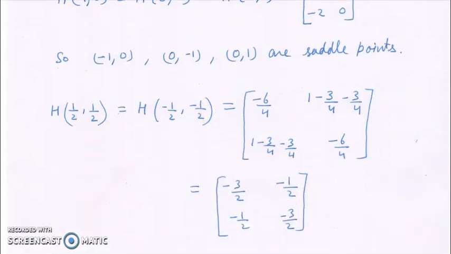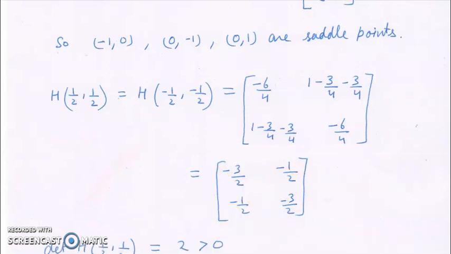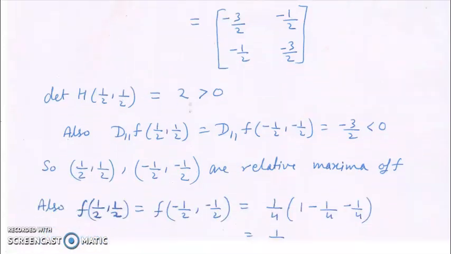Now let us determine the matrix at H of (1/2, 1/2). One can easily see that the value of H at (1/2, 1/2) or the value of H at (-1/2, -1/2) is the same. It turns out to be -3/2, -1/2, -1/2 and -3/2. The determinant of this matrix is 2, which is greater than 0, but d11 f at (1/2, 1/2), that is -3/2, is less than 0. So it means these 2 points (1/2, 1/2) and (-1/2, -1/2) are the relative maxima of f by our test, which we have discussed in the previous lecture.